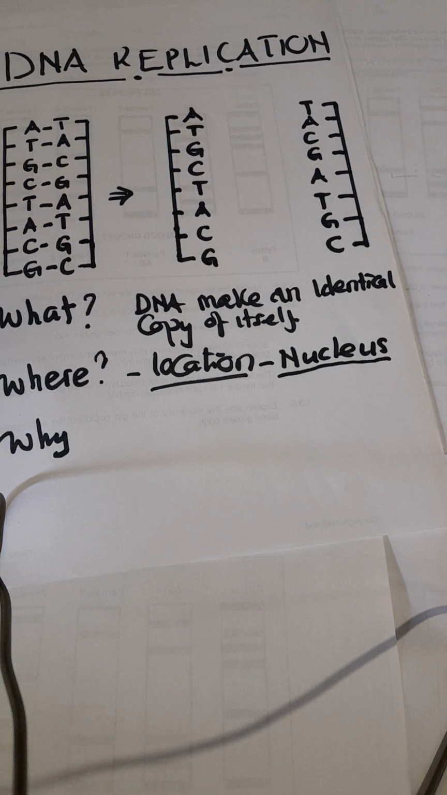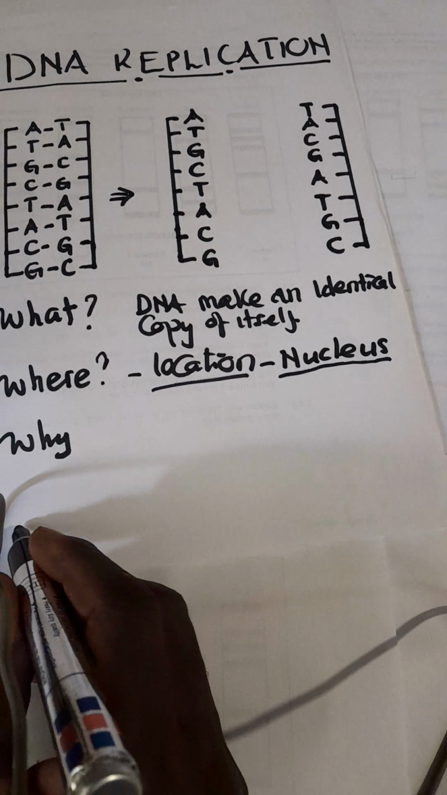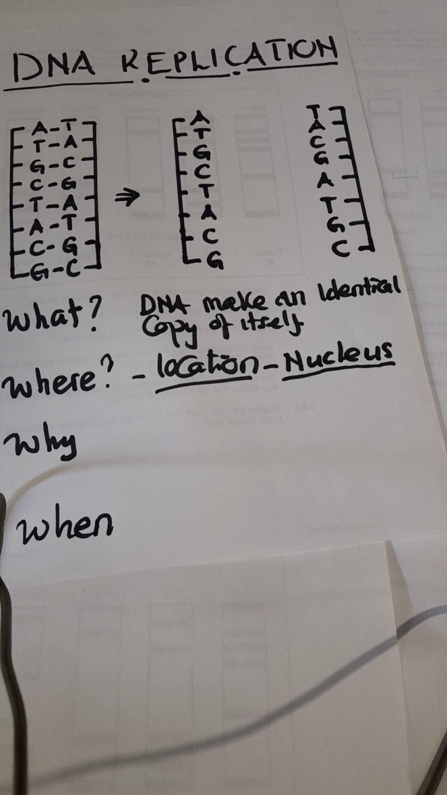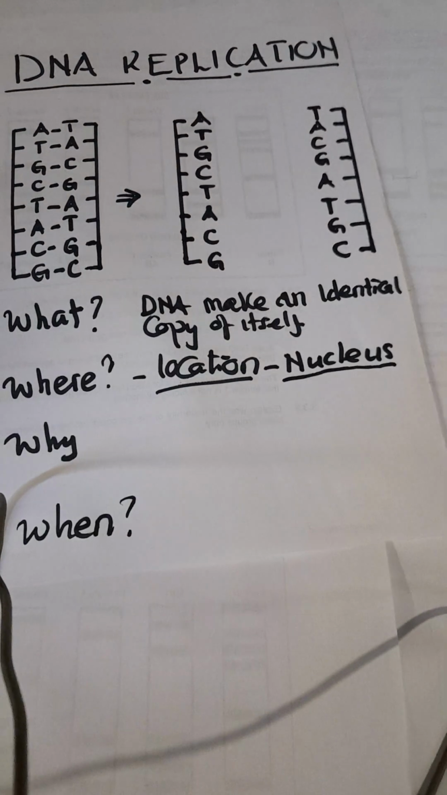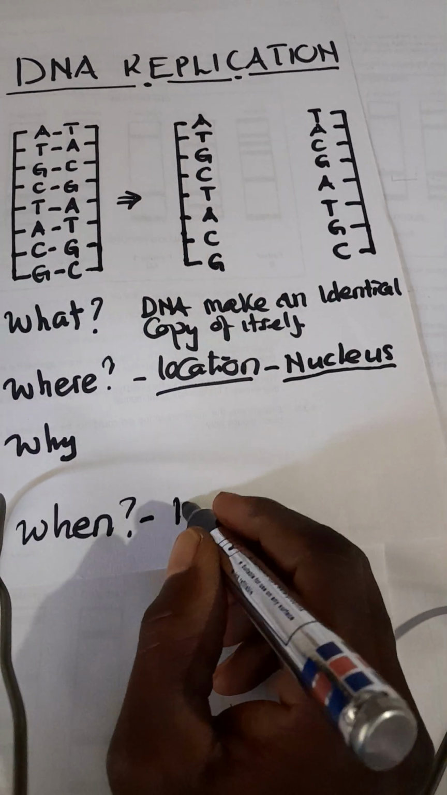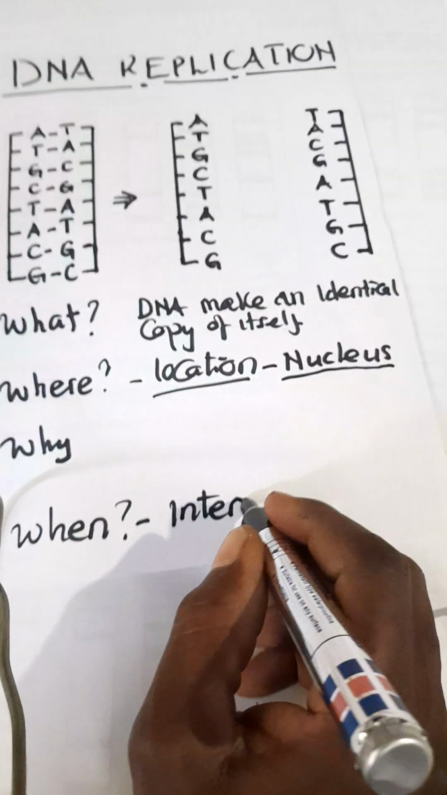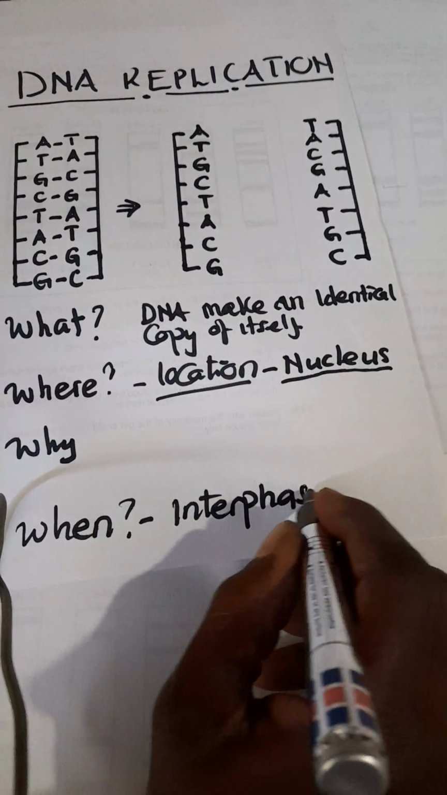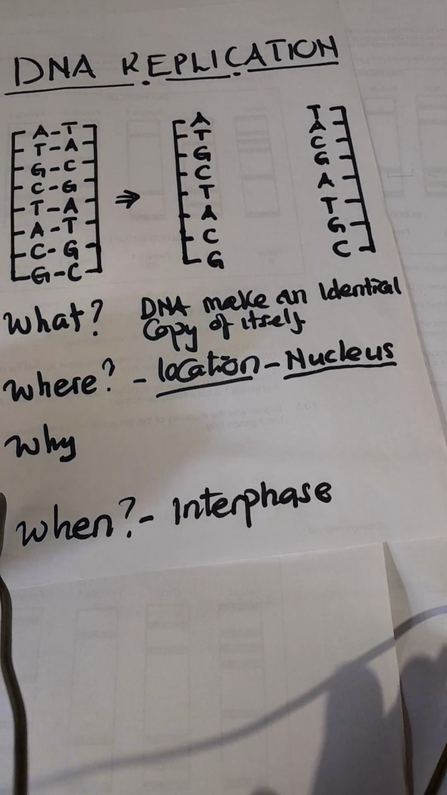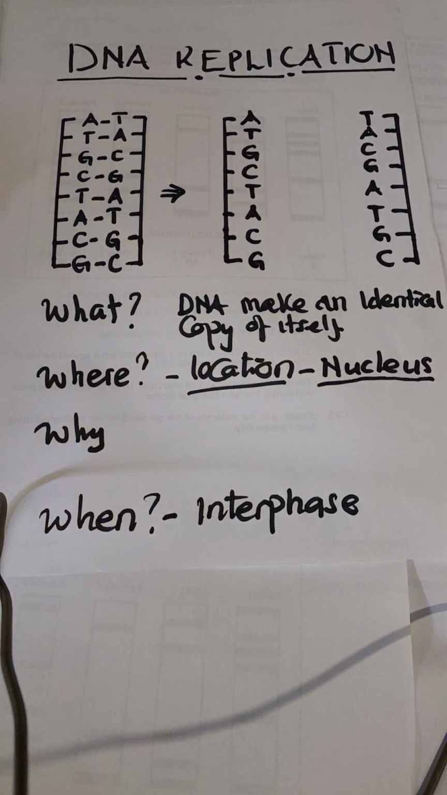Now, before we look at the question of why, I would want us also to look at the question of when. When does DNA replication take place? When is simply talking about the phase or the stage at which this process takes place, and this occurs during a phase called the interphase. So it takes place during what? Interphase. Right. Good.